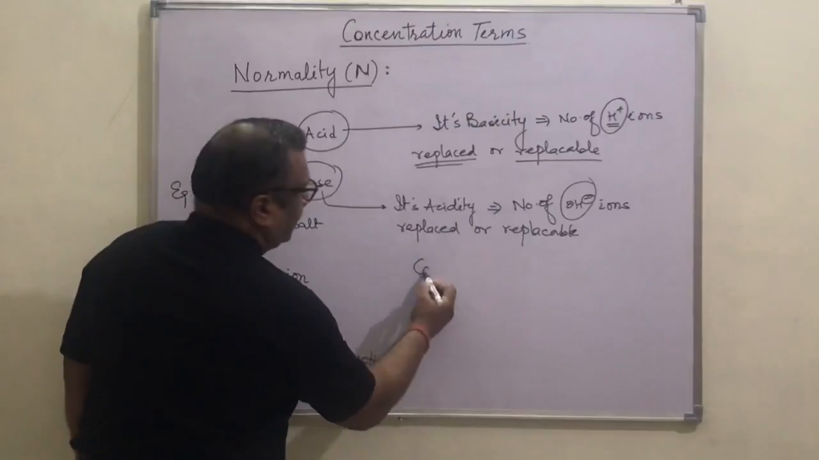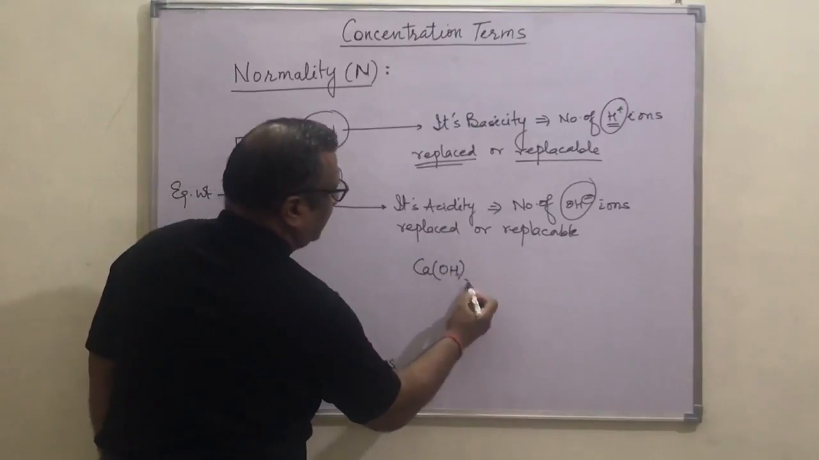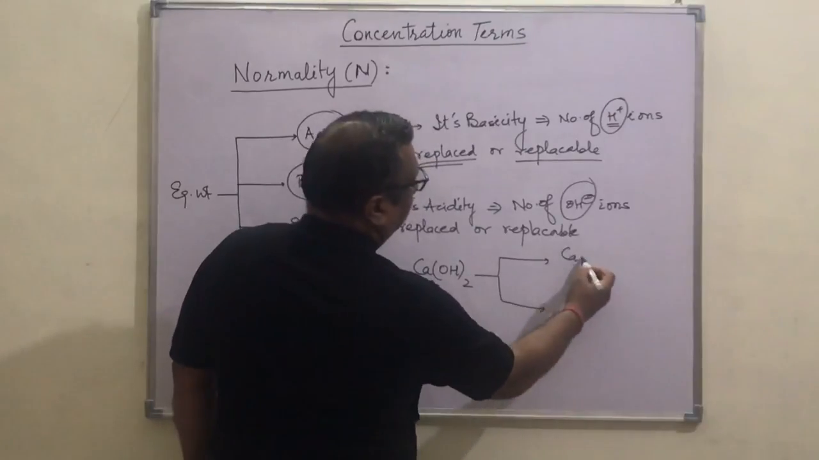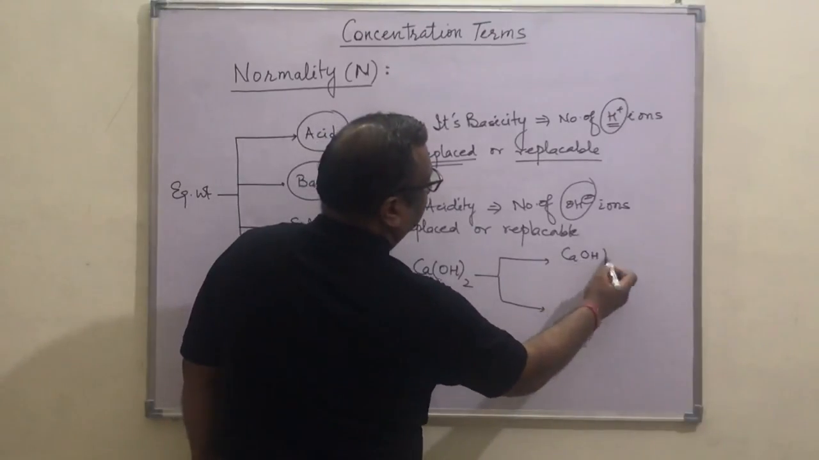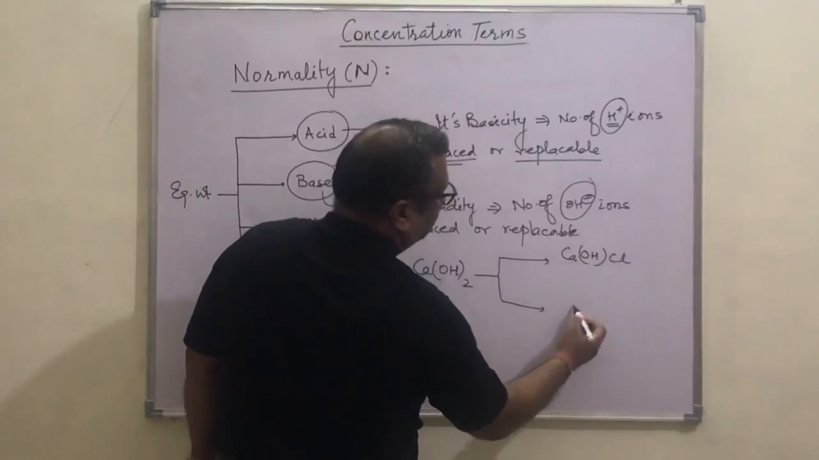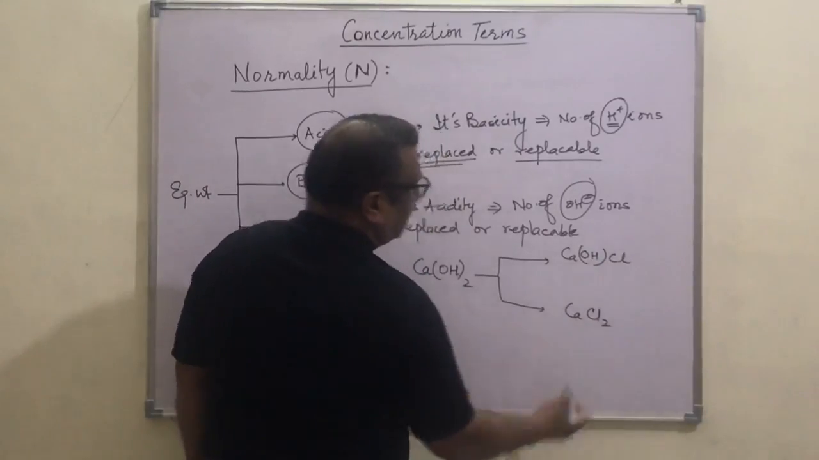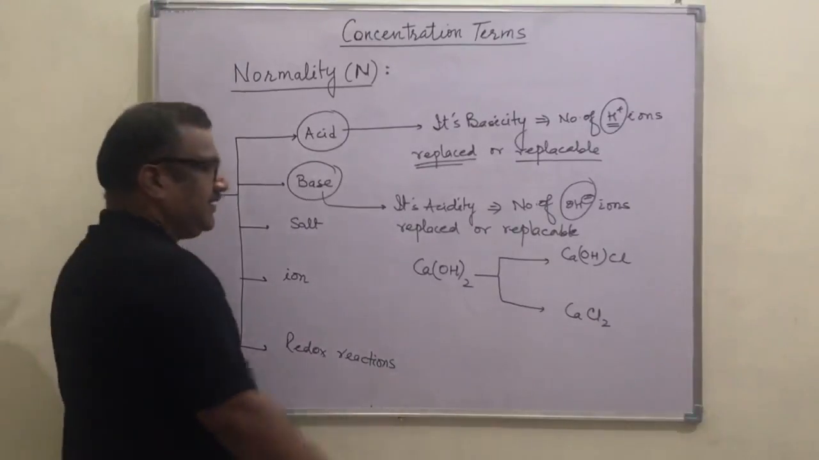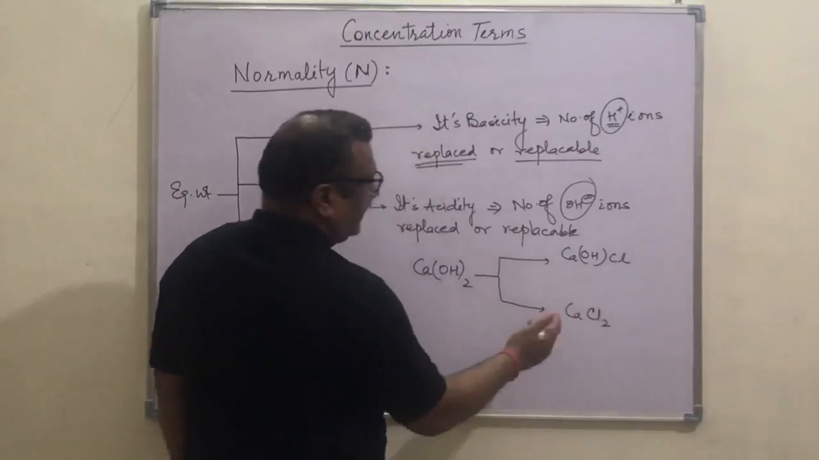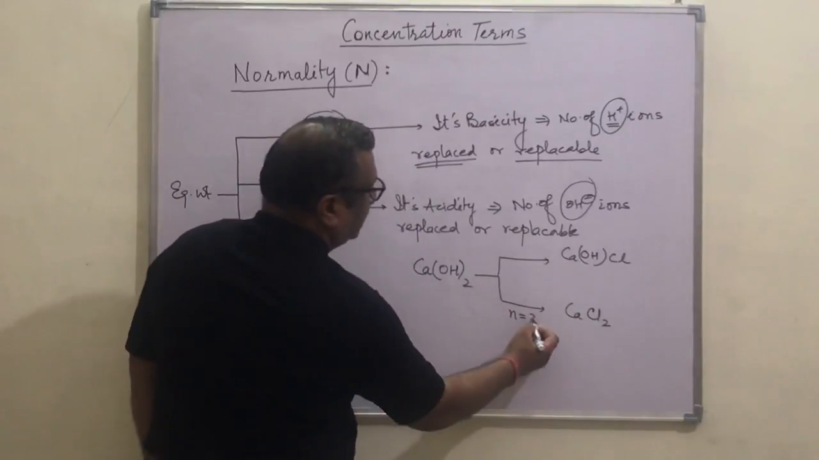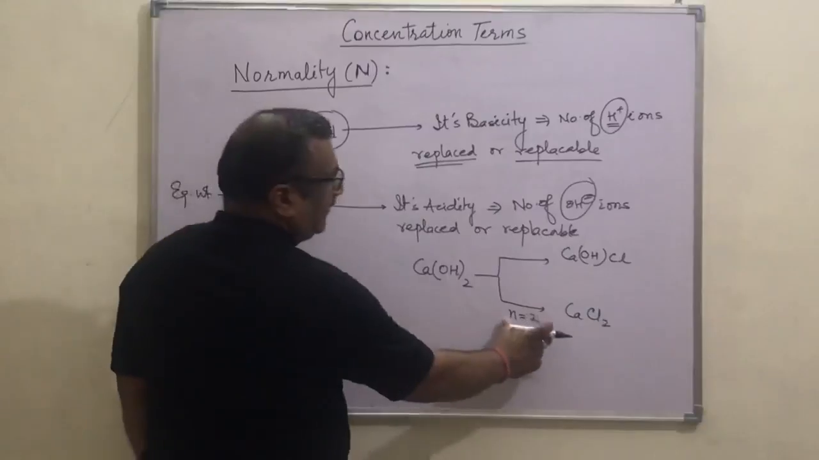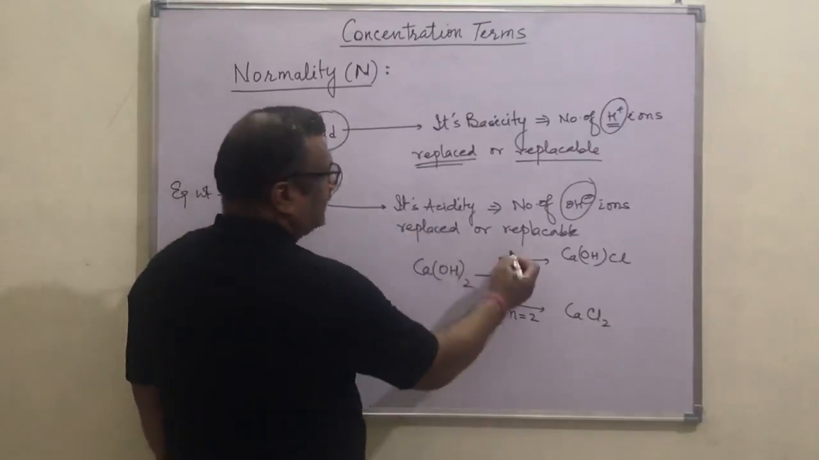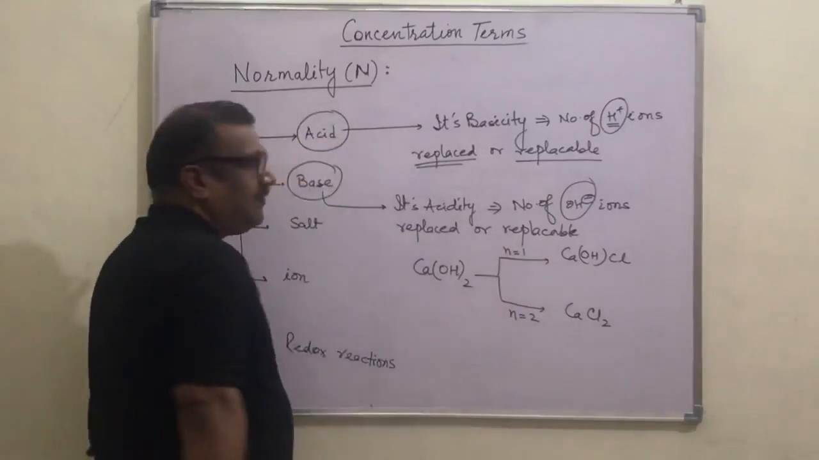For example, if you are taking calcium hydroxide, then here again there are two cases. We can make this kind of salt or we can make this kind of salt from calcium hydroxide. So it is clear to us, if we are making this kind of salt, meaning we are replacing both the hydroxyl ions, N factor will be 2. If we are making this kind of salt, we are replacing only one hydroxyl ion. Here n factor will be 1.